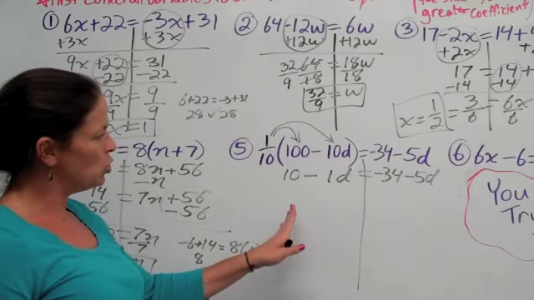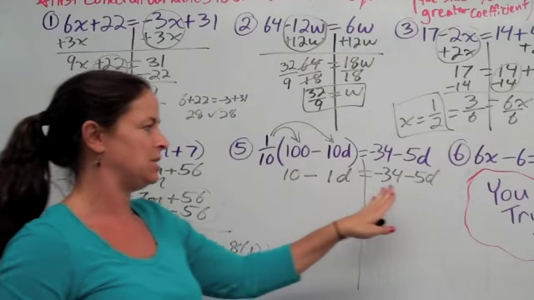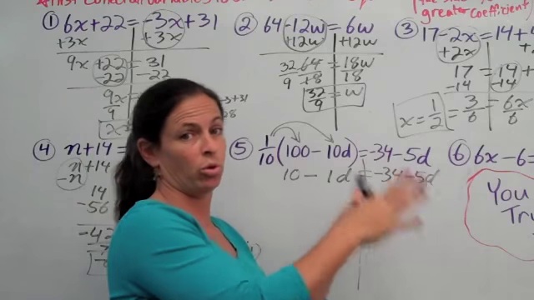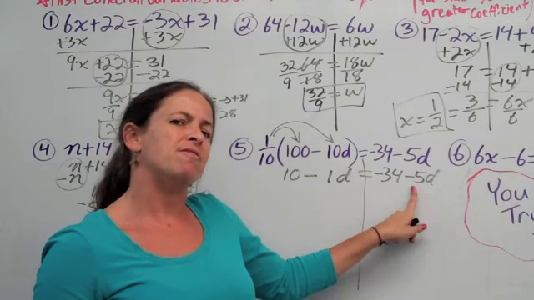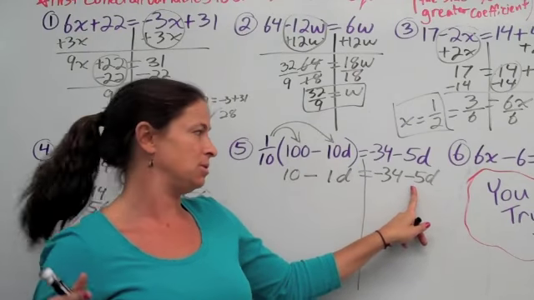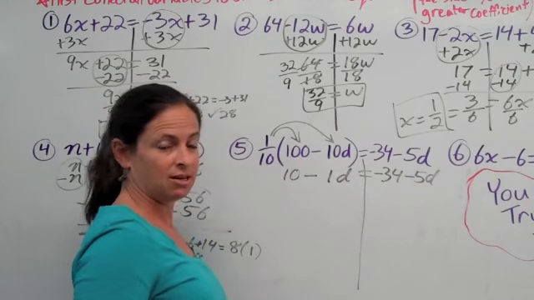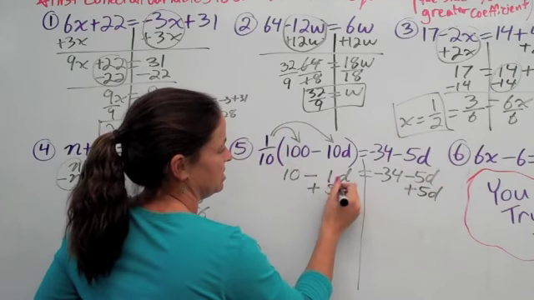All right, do I have more d's over here or more d's over here? I have negative 1d and negative 5d. In reality, it doesn't matter if I put my d's on the left or the right, but it's nice to work with positives. So actually, negative 5 is smaller because it's further into the negatives. So I'm going to do the opposite of negative 5d, which is plus 5d, plus 5d.